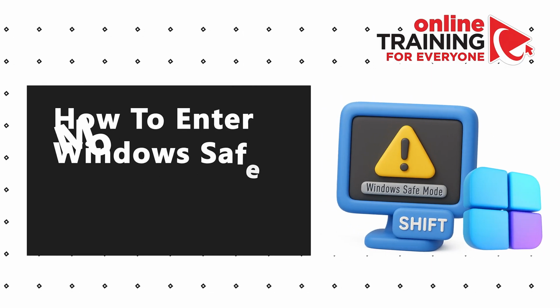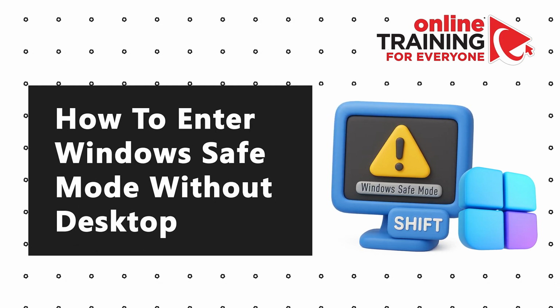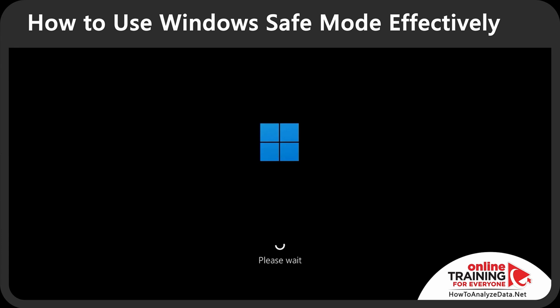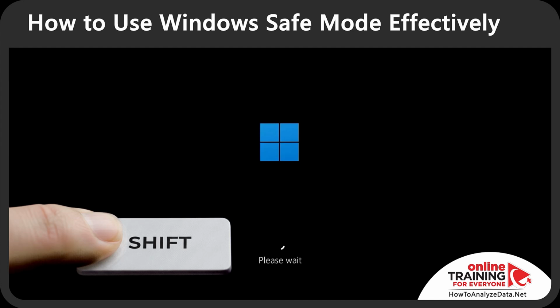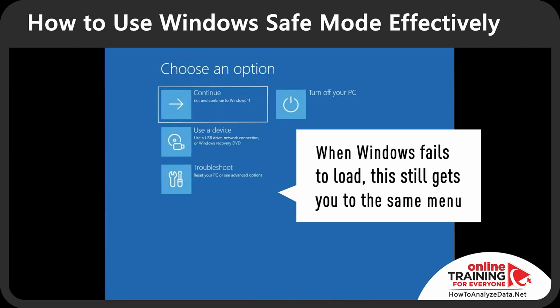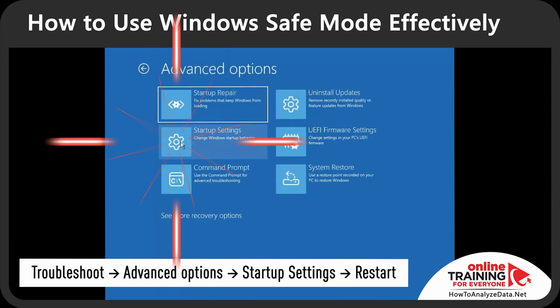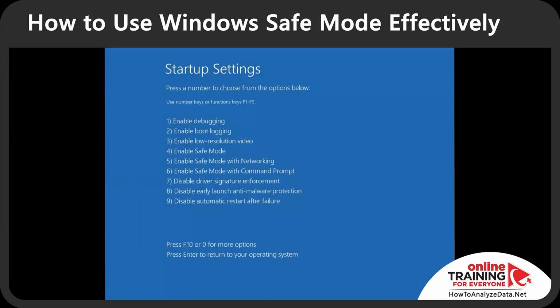Let me share with you how to enter Windows Safe Mode without the desktop by holding Windows Shift button. To enter Windows Safe Mode without Windows Desktop, power on your PC or restart Windows and hold the Shift button at the same time. Keep in mind that if Windows fails to load, it still gets you to the same menu. To enter Windows Safe Mode from the recovery environment, you need to select Troubleshoot, Advanced Options, Startup Settings, and then click Restart. Here, you need to select between options 4, 5, and 6 to enter Windows Safe Mode.